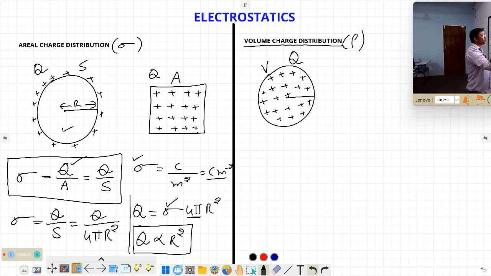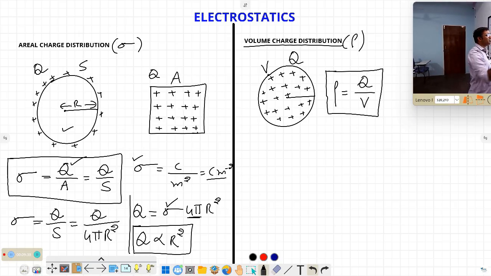Now we can define rho. Rho is called what? The volume charge distribution. It is the charge accumulated per unit volume. In the case of this sphere, I can write rho is equal to Q by the volume of the sphere. The sphere has radius r, so the volume of the sphere in terms of radius is 4 by 3 pi r cube. We have to know this before.